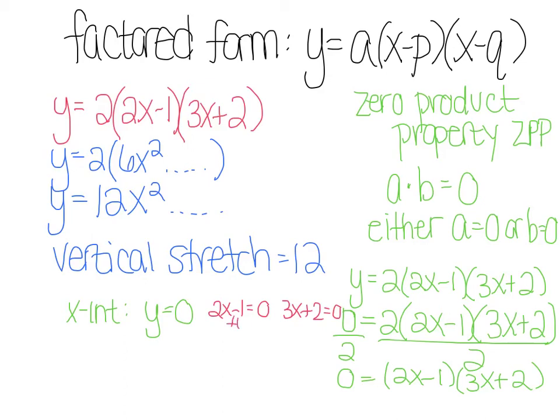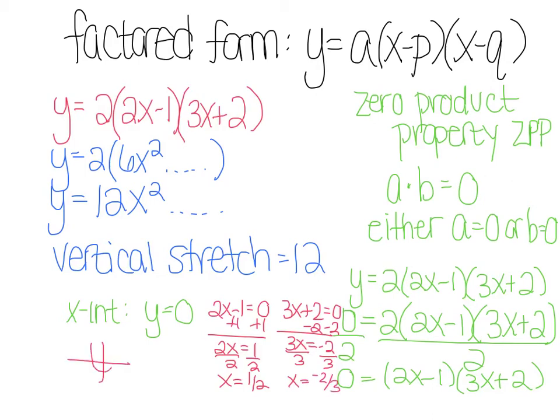So I'm going to add 1 to both sides. We get 2x equals 1. Divide by 2. x equals 1/2. That's going to be one of my x-intercepts. I'm going to subtract 2 here, and I'm going to get 3x equals negative 2. Divide by 3, and x equals negative 2/3. That's going to be my other x-intercept.